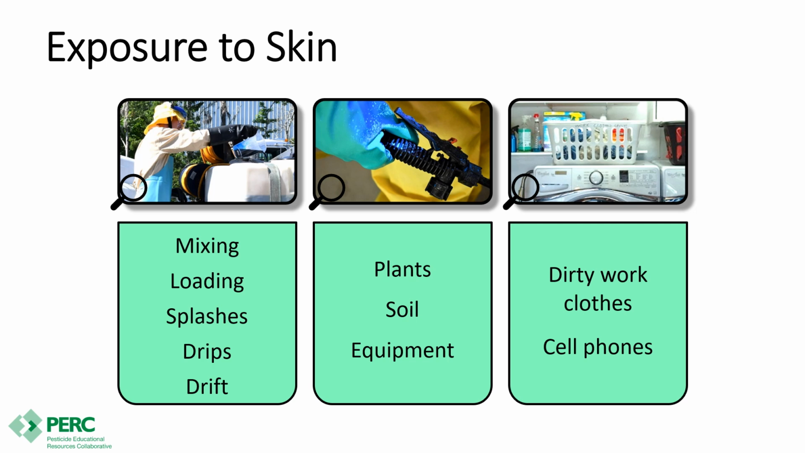Many of the pesticide exposures and injuries are from pesticides entering the body through the skin. Pesticide contact with skin can occur while mixing, loading, making applications, splashes, drips, or drift, or if you contact pesticide residue on plants, soil, dirty work clothes, contaminated equipment, or even your phone. Some pesticides cause skin irritation or may pass through the skin and be absorbed into the bloodstream, causing more severe reactions or complications.